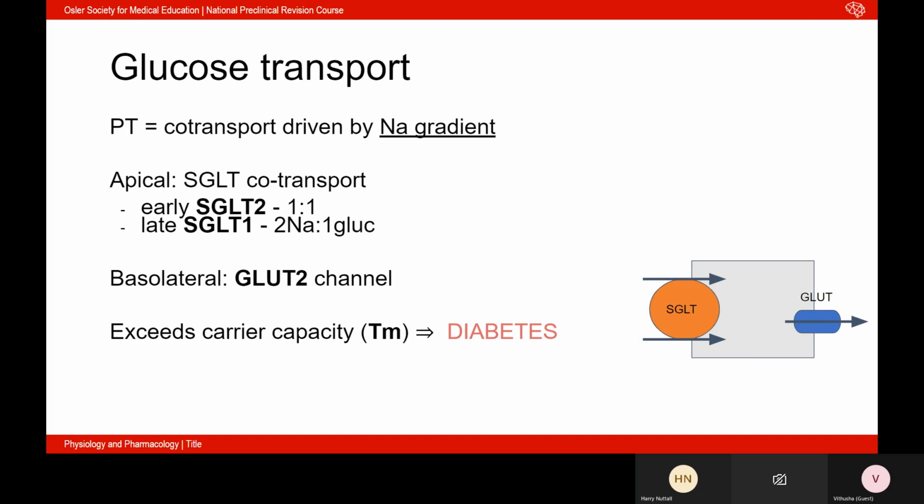So an important concept here is that the SGLTs can reach maximum capacity where they can't take any more glucose. Once that's reached, you reach the carrier capacity, and the glucose, which can't be reabsorbed, will be peed out. So that's why you get sweet smelling urine, and that's seen in diabetes mellitus. So there's a little pathology point for you.